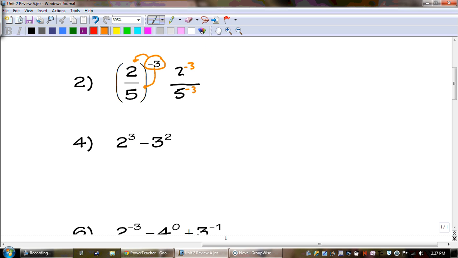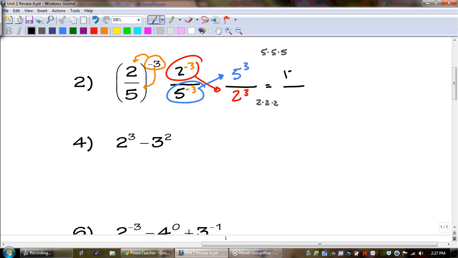And remember, you cannot have a negative exponent in your answer. So if our exponent's negative, we drop it like it's hot. And if it's already on the bottom, we bring it to the top. And then from here, we would just do 5 times 5 times 5 and 2 times 2 times 2, which gives us our final answer of 125 over 8.